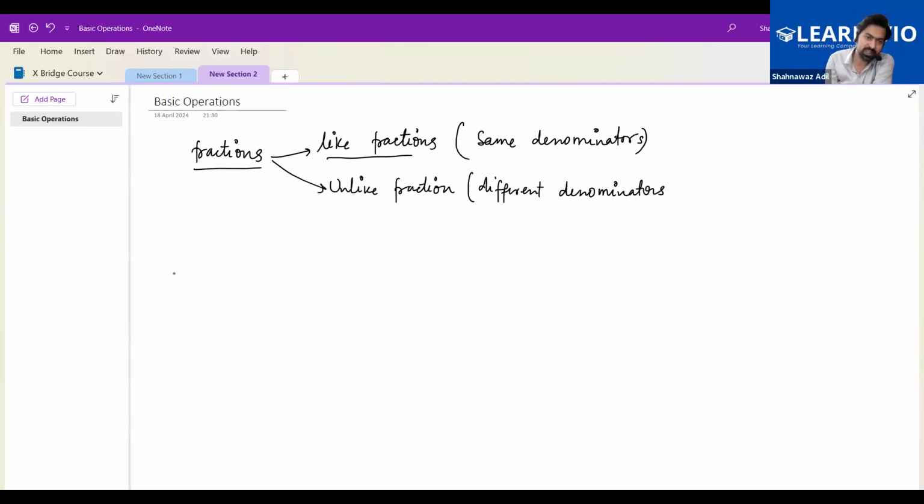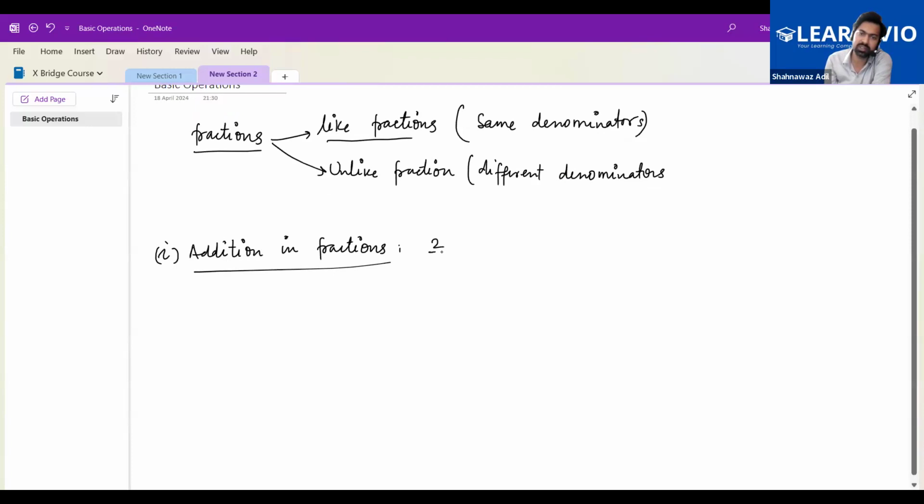So what are the basic operations? The first one is addition in fractions. So let's say we have two numbers which are 2 by 3 and 4 by 5. Are they like fractions or unlike fractions? They are unlike fractions, right? So we cannot simply add them.